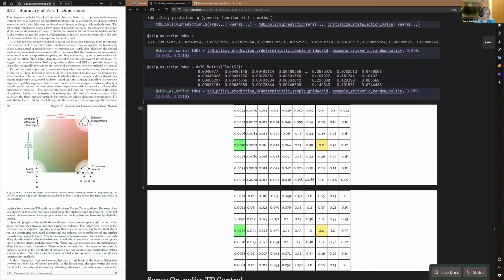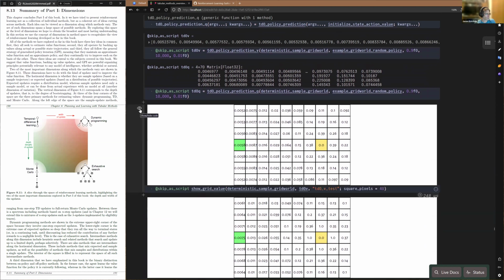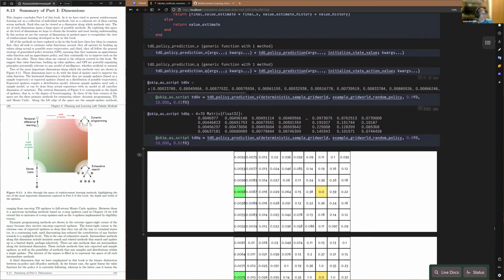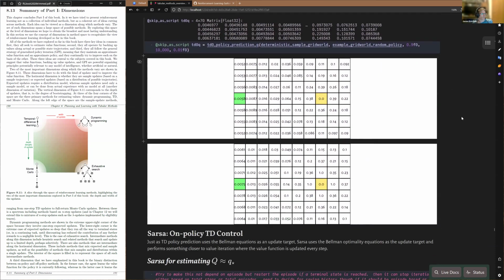And this is showing that same evaluation for both the state value and the action value function. Yeah, I'll add to this a plot over time of the error over time. But at least these are running without crashing.